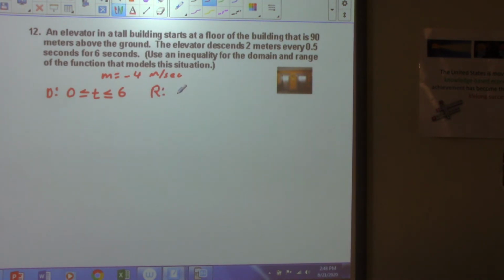So range, what's our range going to be? 0 less than or equal to meters, less than or equal to 90. Is it 90? 90. Does that look right? Yes, no, maybe?